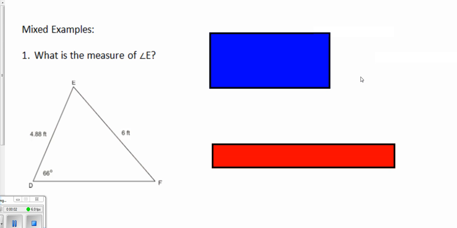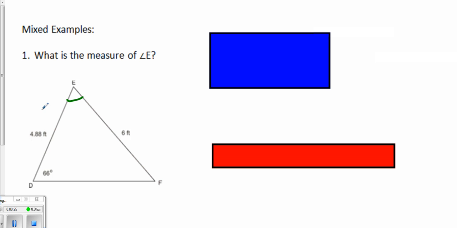All right, we're back to 9.4, looking at some mixed examples using law of sines and law of cosines. Now, in this example, we are given triangle DEF. D is 66 degrees. D to E is 4.88 feet, and E to F is 6 feet. We need to find the measure of angle E, this one here.